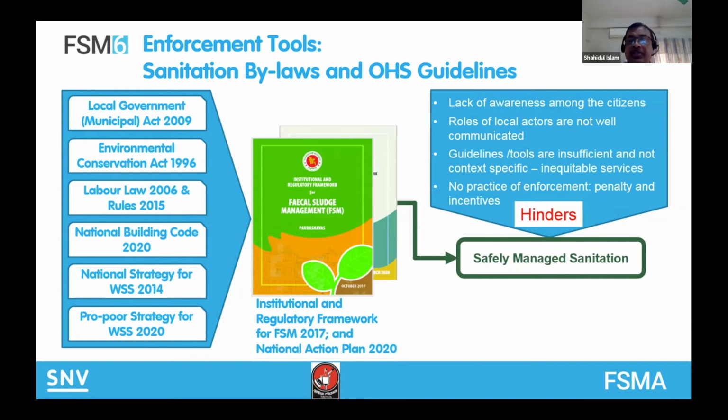For example, the strategy is common for urban and rural areas, but to give proper services to slums in the cities, there need to be specific guidelines and tools. This is still absent, and the city does not know how it can be applied. And obviously, enforcement is lacking because there is no penalty system or incentive mechanism.